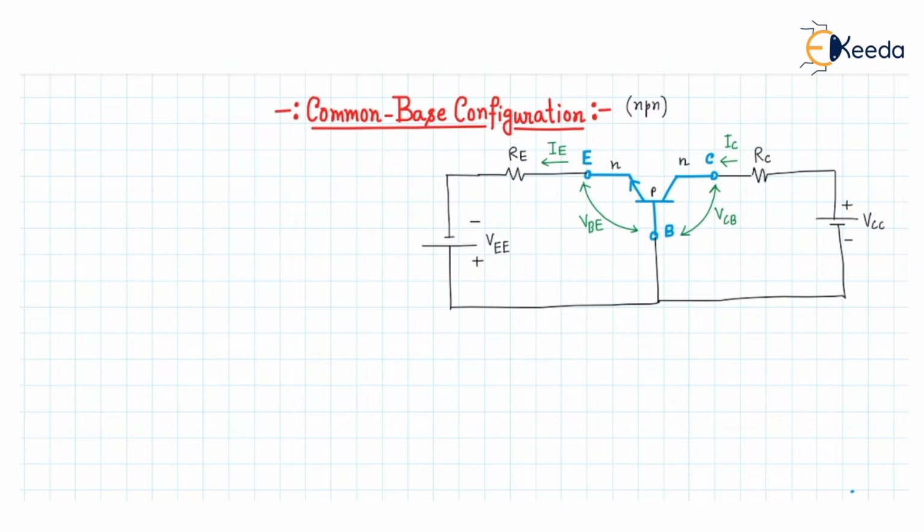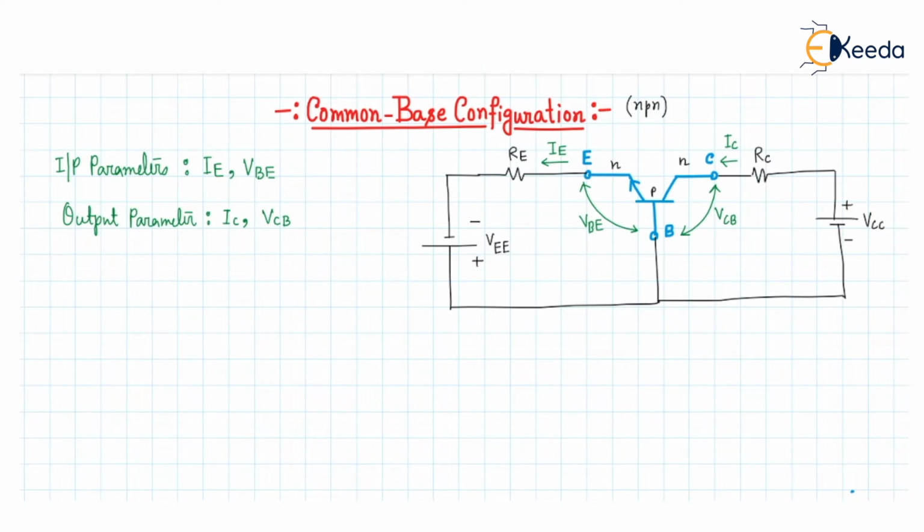If we look at the input parameters, then the input parameters will be the IE current and the VBE voltage, and the output parameters will be the IC current and the VCB voltage.